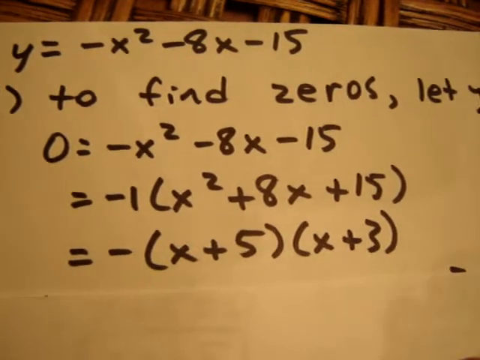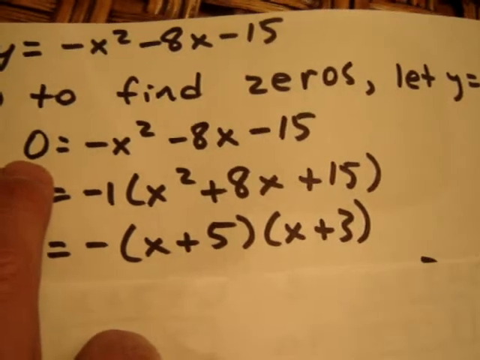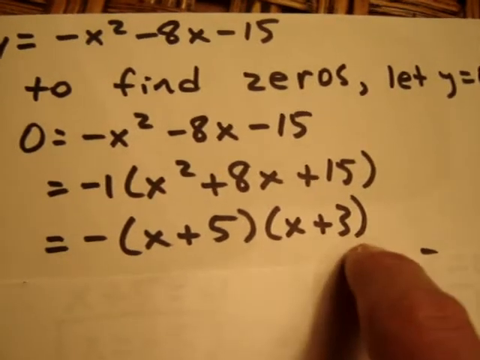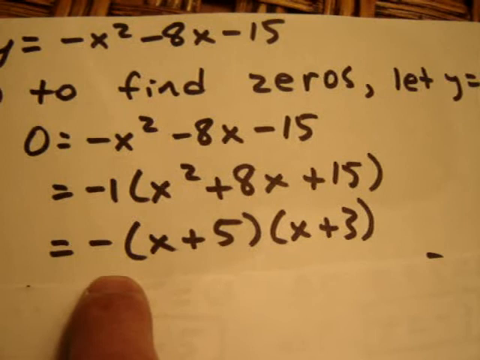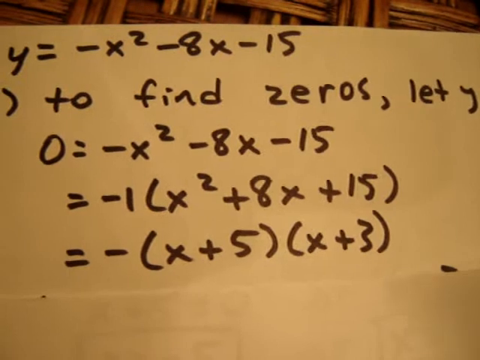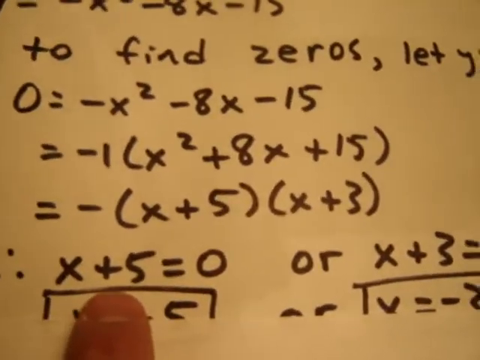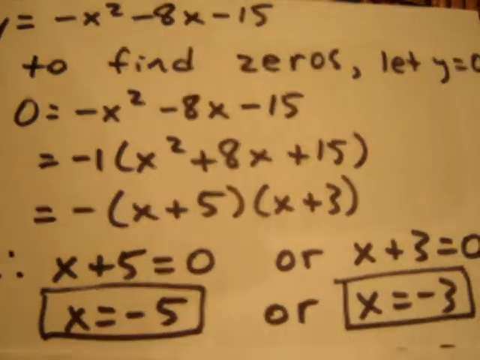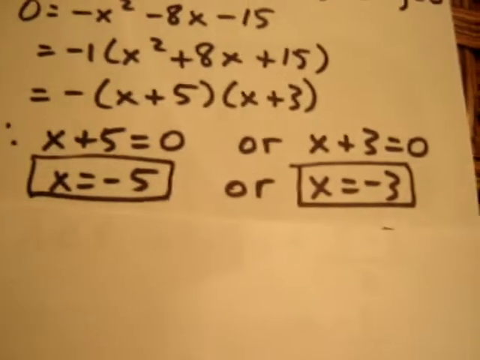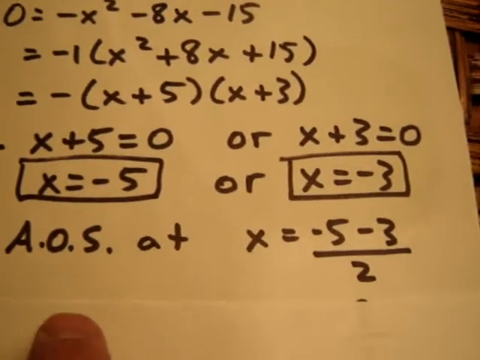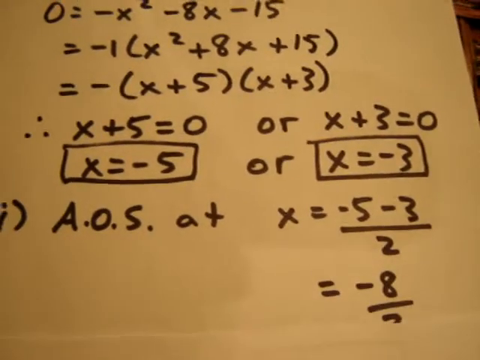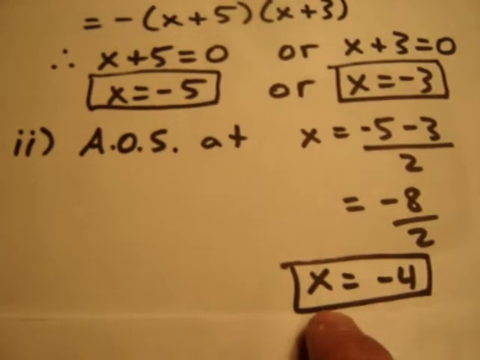Now, we know that in order for there to be an x-intercept or a 0, that 0 has to equal this factor of negative 1 times this factor times this factor. Since negative 1 never equals 0, that means either x plus 5 equals 0 or x plus 3 equals 0. So we set x plus 5 equal to 0 or x plus 3 equal to 0, and we get that x equals negative 5 or x equals negative 3. Alright, well, that means that our axis of symmetry is going to be at the sum of these two zeros divided by 2, which will be at x equals negative 4.